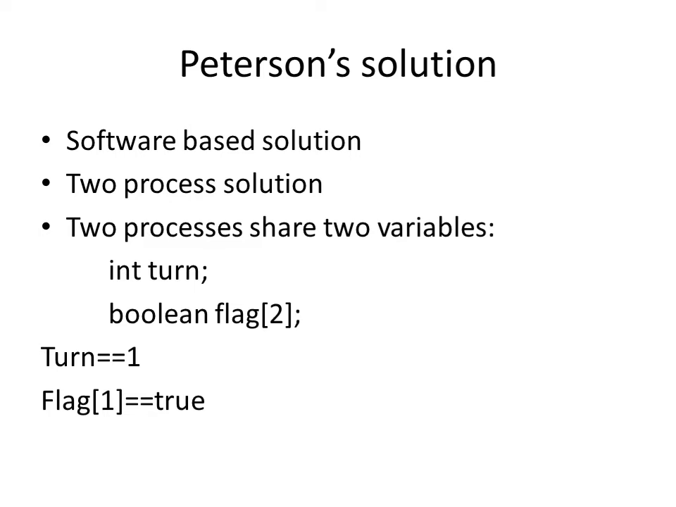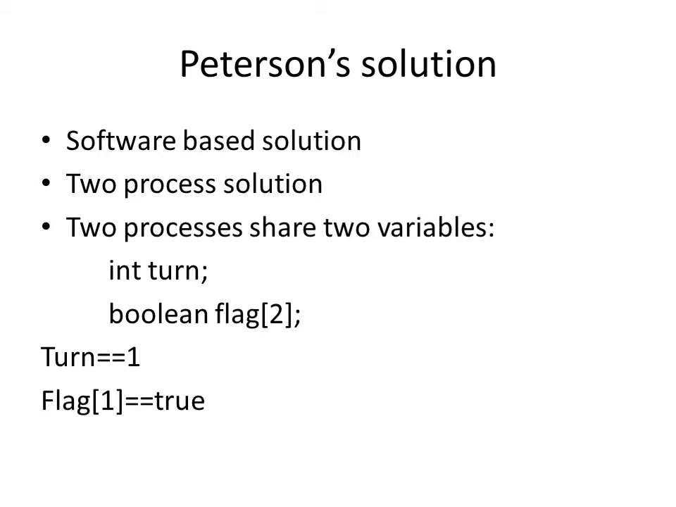Peterson solution. The software-based solution for the critical section problem is known as Peterson solution. We use Peterson solution when there are only two processes involved in the critical section. That is, when two processes share common code, then we use the Peterson solution. If the system contains more than two processes, at that time Peterson solution is not possible.